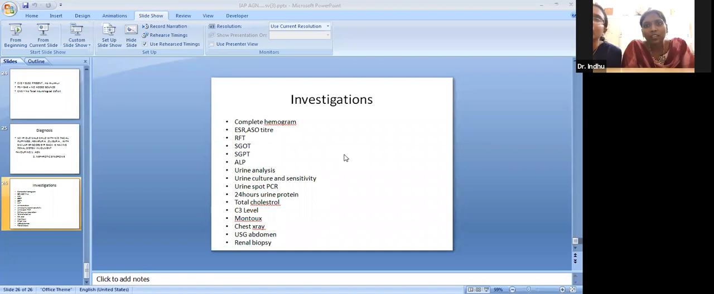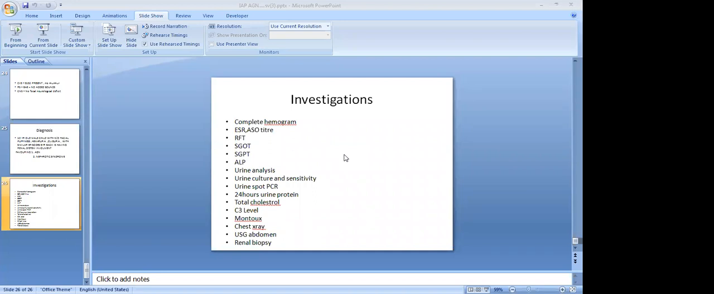Why should you not give ACE inhibitors in AKI, any AKI for that matter? Because of hyperkalemia. So that is so counterproductive. If you give ACE inhibitors, you may lose the patient. The patient may develop hyperkalemia and die in front of you. So remember, never give ACE inhibitors to any patient who is in AKI. It may not be an RPGN and it may be any cause of AKI.